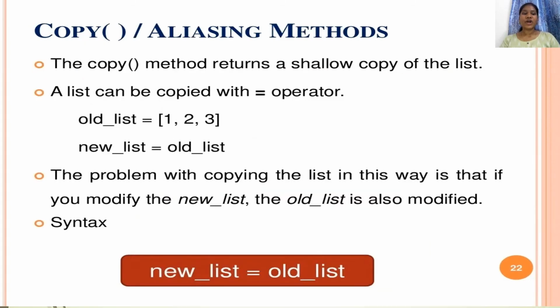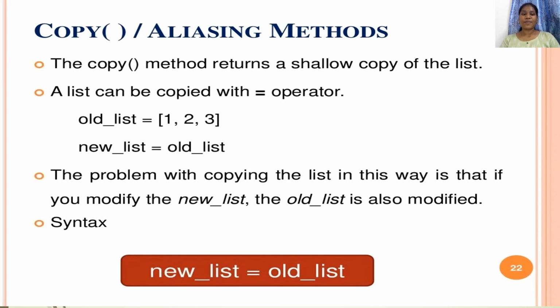Copy method. The copy method returns a shallow copy of the list. A list can be copied with the equal to operator. Old list, that is 1, 2 and 3, and the new list is equal to the old list. The problem with copying the list this way is that if you modify the new list, the old list also will be modified.